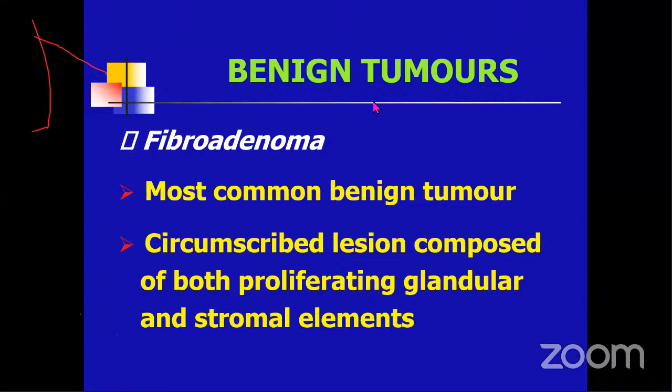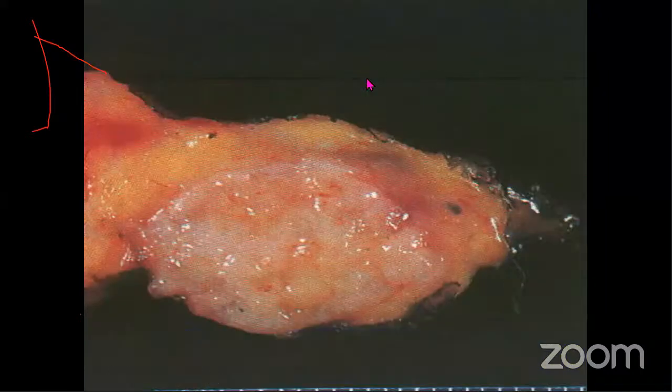Okay, so if you are asked then for your most common benign tumor, then your answer should be fibroadenoma. Okay, clear? What's the most common breast disorder? That would be fibrocystic change. If it's asked most common benign tumor, your answer would then be fibroadenoma. So your fibroadenoma would be a circumscribed lesion composed of both proliferating and stromal elements. Okay, so this is an example of your fibroadenoma.